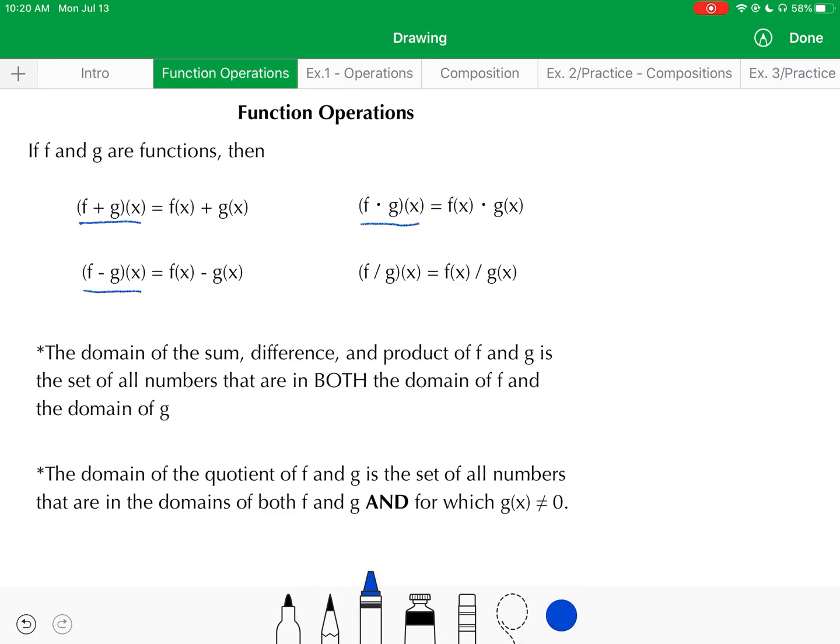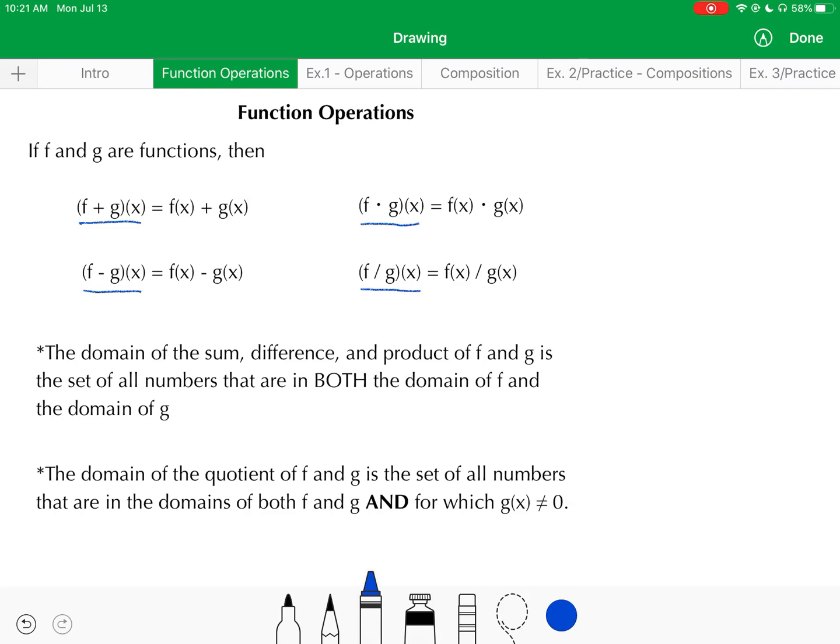F times g of x is really just asking for the product of f of x and g of x. You'd be using the distributive property. And then f over g of x, or f divided by g of x, means take f of x and divide it by g of x.